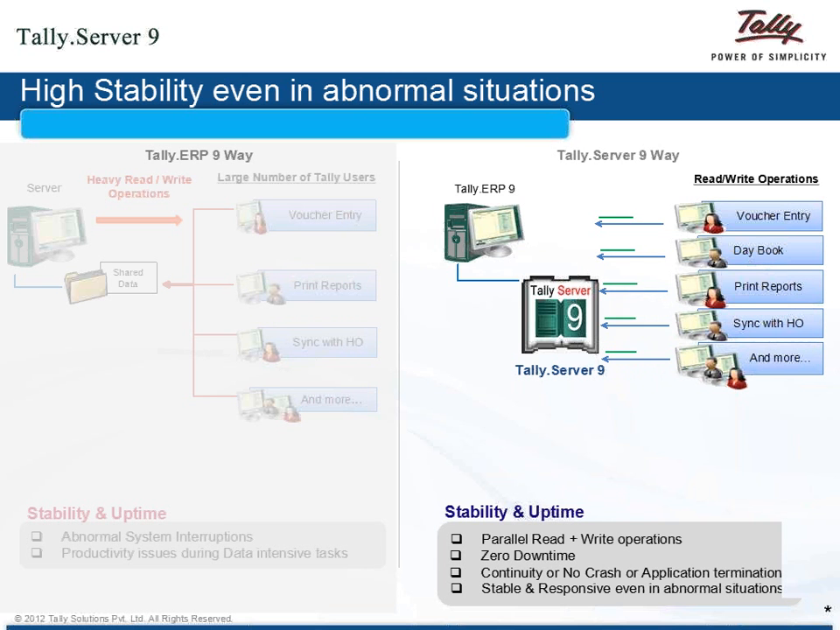The users are performing multiple tasks, say voucher entry and daybook reports, printing the reports, synchronization of data, and more. The users can simultaneously perform all these activities with concurrent data access without compromising on performance. When we see the stability and uptime, this will help in parallel read-write operations and zero downtime, continuity, no crash or application termination, stable and responsive even in abnormal situations.